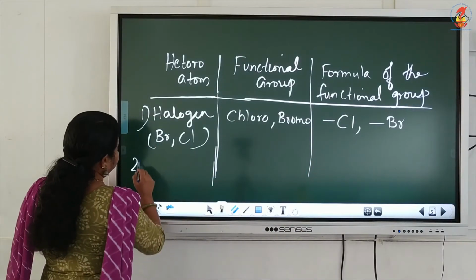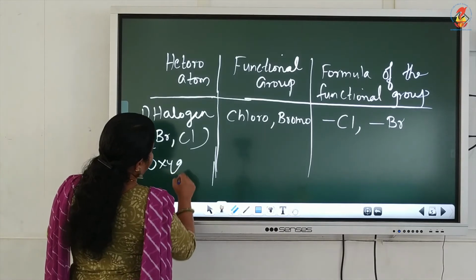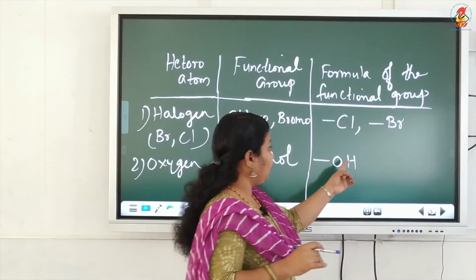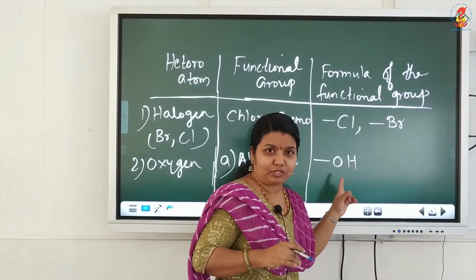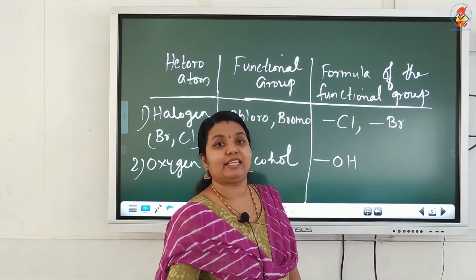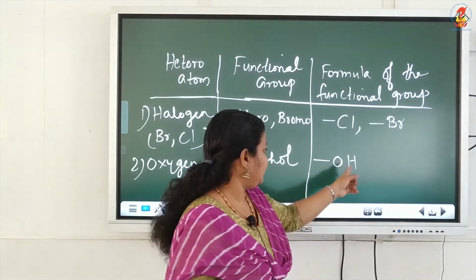Now, heteroatom oxygen. With the heteroatom oxygen, we have several functional groups. The first one is alcohol. Alcohol is written as OH. If you see an OH group, this is a group of atoms. The heteroatom is oxygen, but oxygen together with a hydrogen exists as alcohol. Okay, so this is OH.